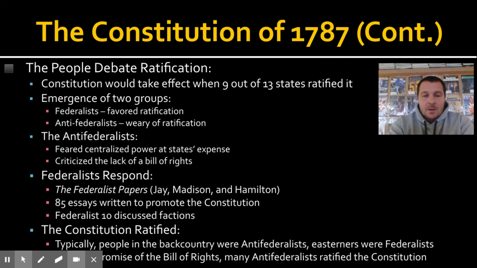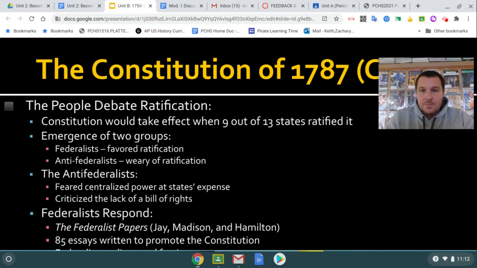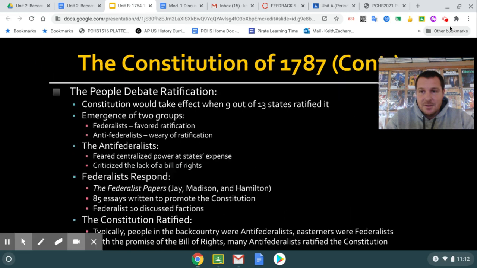Ultimately, all 13 states do ratify the new Constitution, and by 1788, we, as a country, are electing our first president. So that's the new Constitution. In Chapter 7, we'll see how those political divisions that started over the debate of the Constitution really ultimately form the first two political parties in American history.